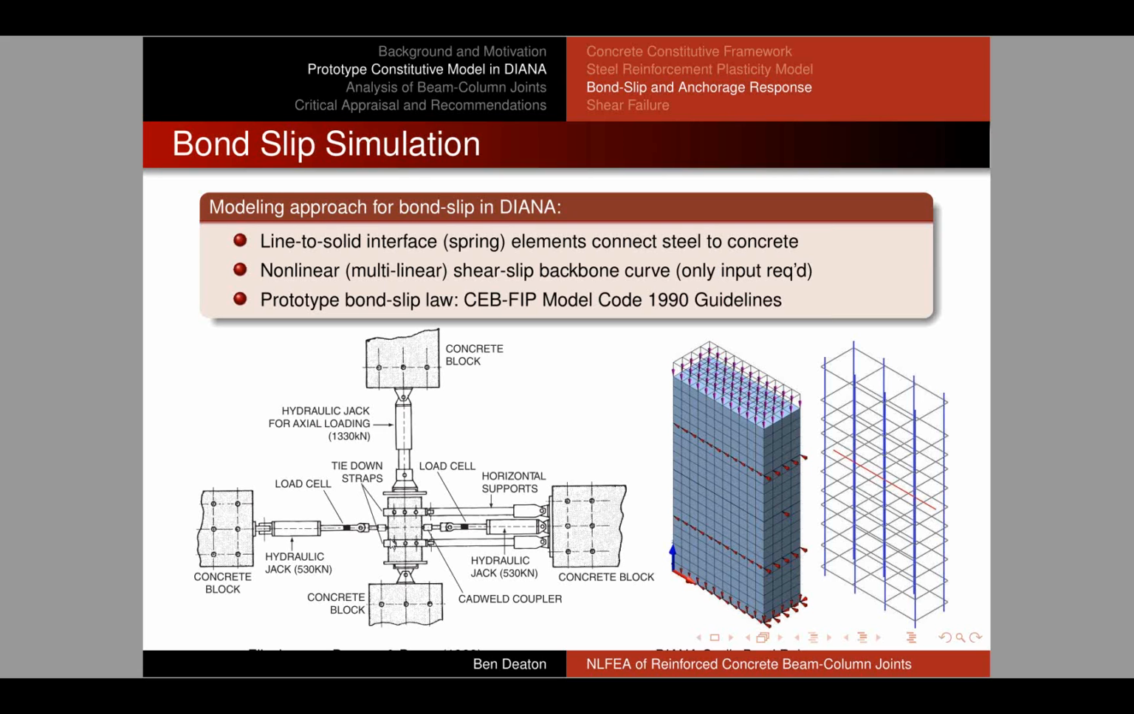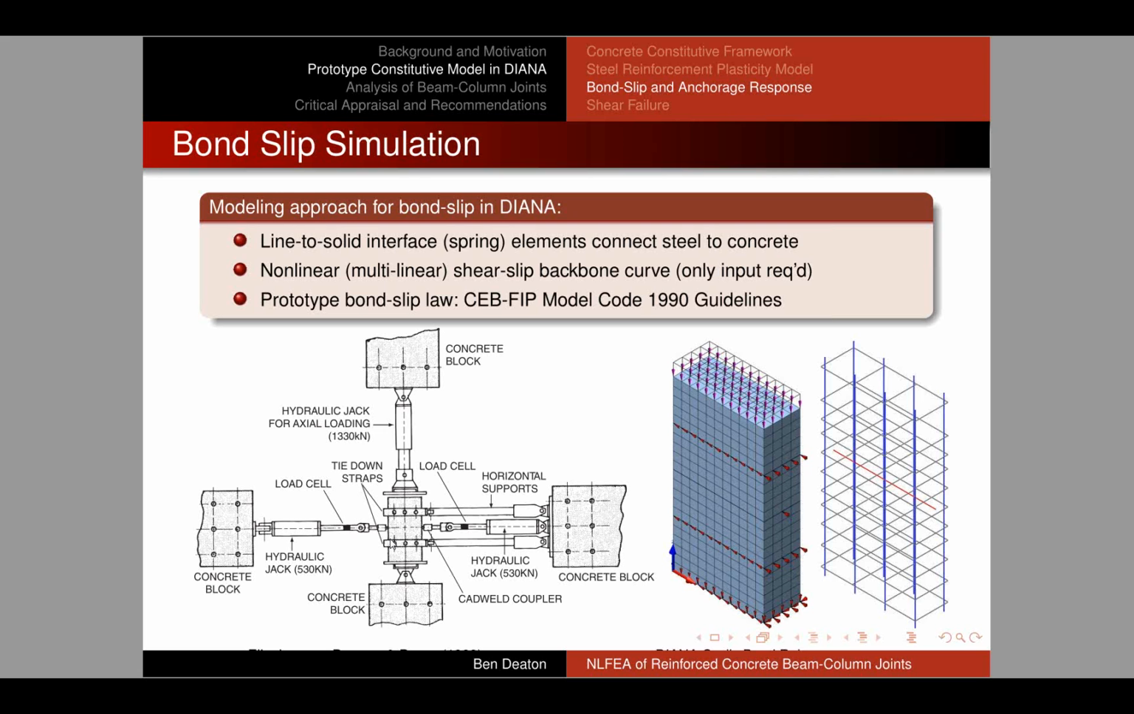providing this. So I used a nonlinear, or actually multilinear, shear slip backbone curve, which is the only input required. In addition to that, I believe on the data card, you give a specification for the interface element. And for the overall model, I chose the SEBFIP Model Code 1990 guidelines for bond slip. So I'll give a very brief discussion of some of the validation I did.